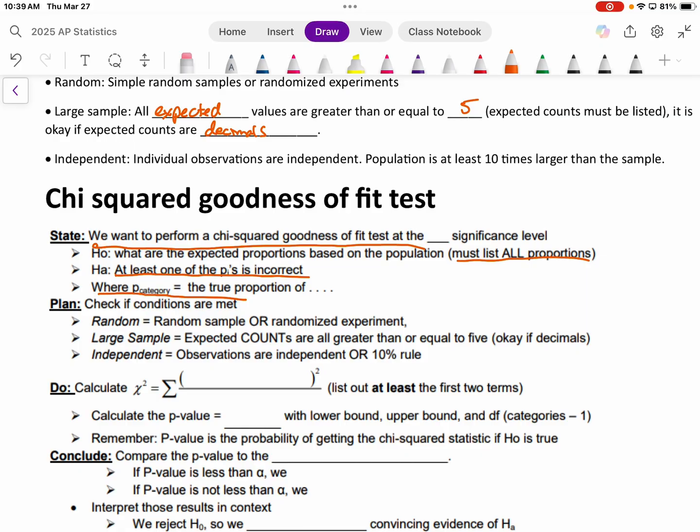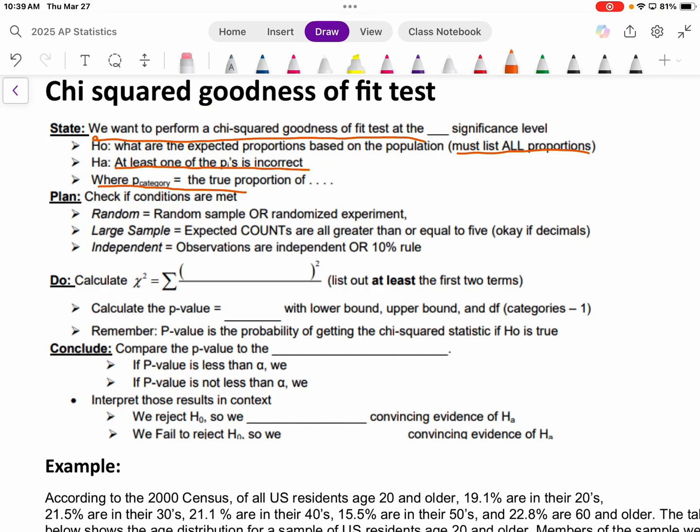If we said P sub red, P sub blue, we would say that's the proportion of M&Ms that are color red, and we'd have to do that for each one. So it gets pretty lengthy in the statement phase for a chi-squared test for goodness of fit as you write it out. We're going to do a chi-squared test for goodness of fit if conditions are met: random, expected counts, and then we also go through the observations are independent or 10% rule.